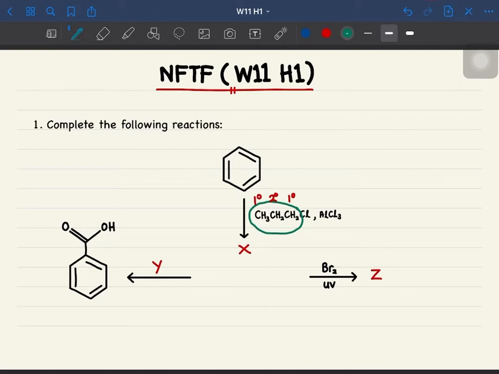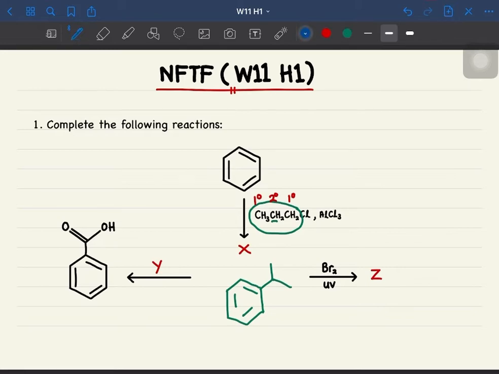We are going to form the major product, so we're going to attack the secondary carbon, so that our final structure for compound X is going to be isopropyl benzene, because they attack at this carbon. And then by having isopropyl benzene, we're going to react them with reagent Y to give benzoic acid.